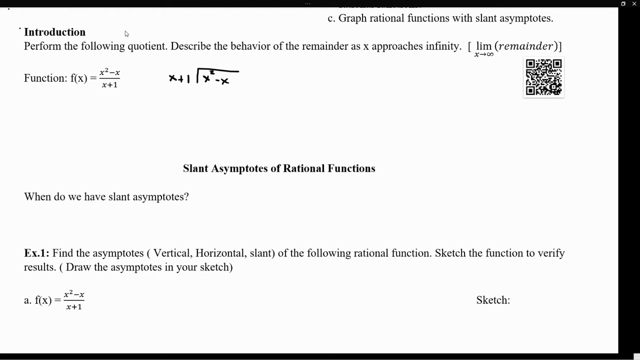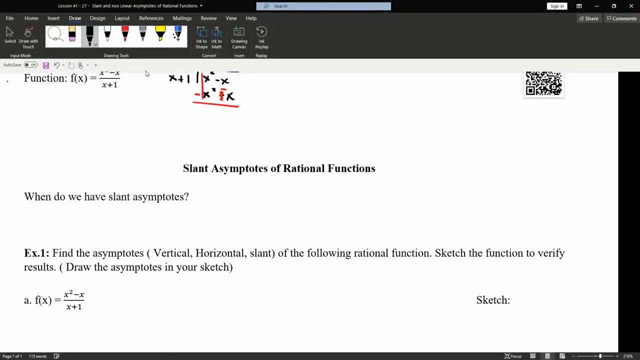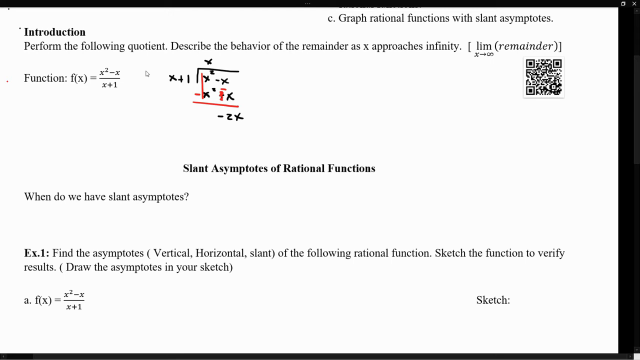So x, what do we need to multiply to get x squared? Well, that's x. So x times x is x squared. 1 times x is positive x. And remember, in long division, before we combine, we need to change the sign. So that's a minus, that's a minus. If we combine, the x squareds are going to cancel out, which is exactly what we wanted, and we get negative 2x.